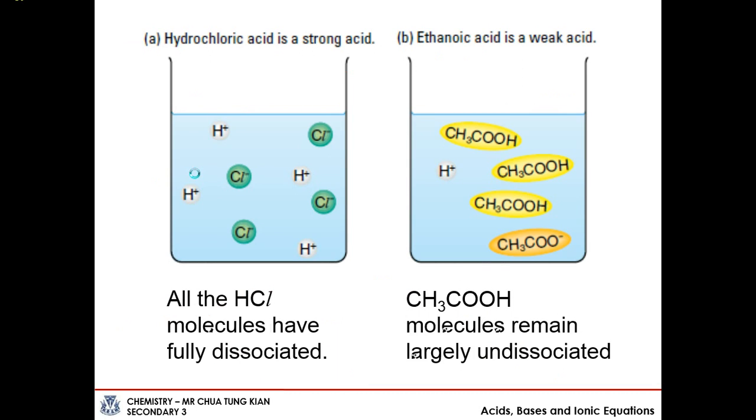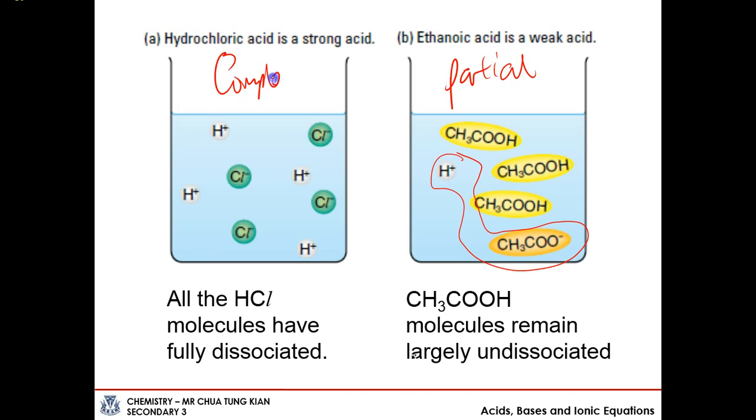So this is a very simple pictorial representation. I have all my HCl fully dissociated, but I only have 1 ethanoic acid molecule dissociated. So this is a weak acid, partial dissociation, and this is a complete dissociation for a strong acid.